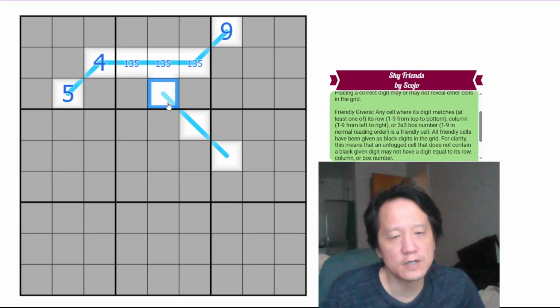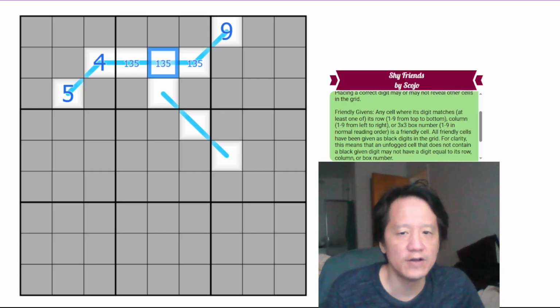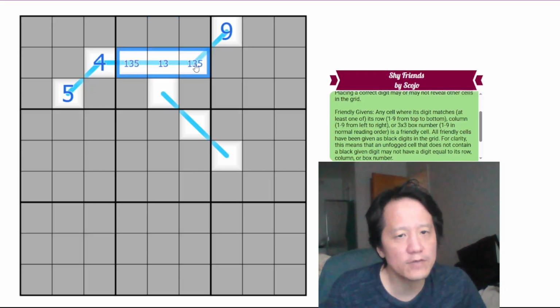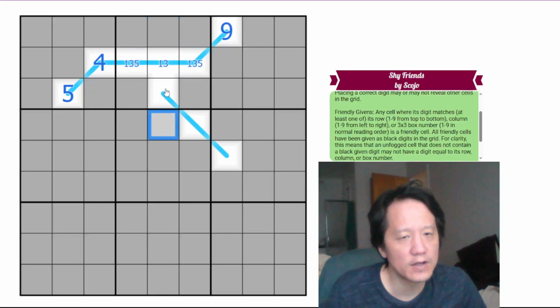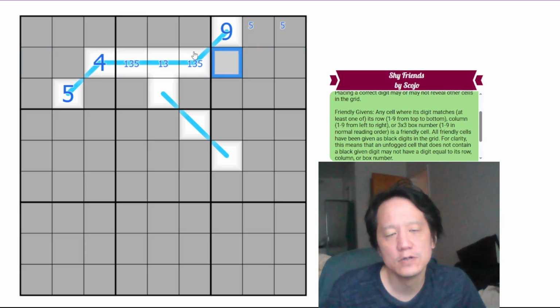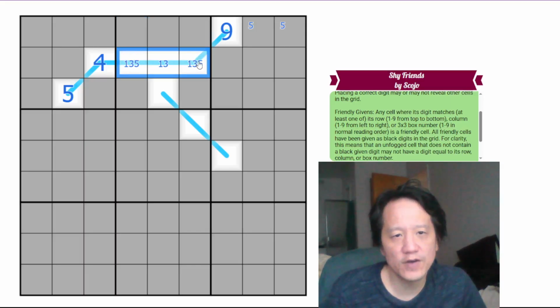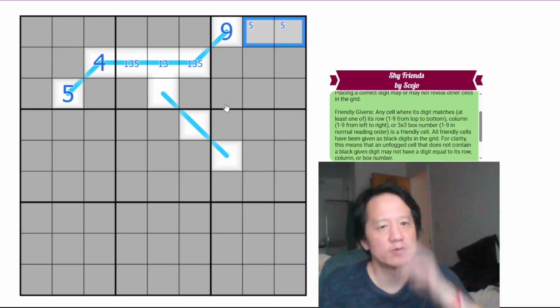This digit cannot match. Okay, this can't be 5 because that matches the column number. Any of 1, 3, 5 matches, so that's fine. 5 must be one of these two cells. It can't be in the rest of row 2. So in row 1, 5 can't be here because of 5 in the box. 5 can't be here because of the 1, 3, 5 triple in the box. So 5 again must be one of those.